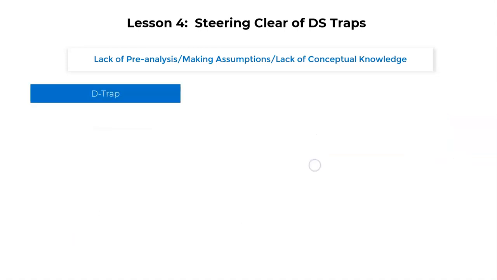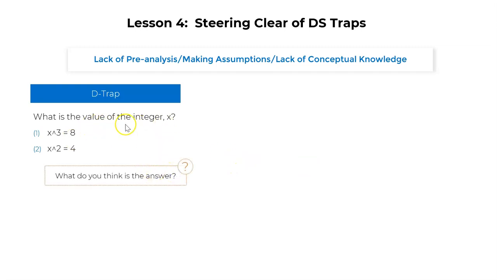Now, another trap that is tested, and this is sometimes tested, not that frequently, is something called the D trap. Here's the question again: what is the value of the integer x? There are two statements: x cube is equal to 8, and x square is equal to 4. Now, what do you think will be the answer in this case? If you have some lack of conceptual clarity, you may end up doing it like this. If x cube is equal to 8, then x must be 2, so statement 1 is sufficient. If x square is equal to 4, in a hurry you may say that x is equal to 2 here also, and you may end up marking the answer as D.